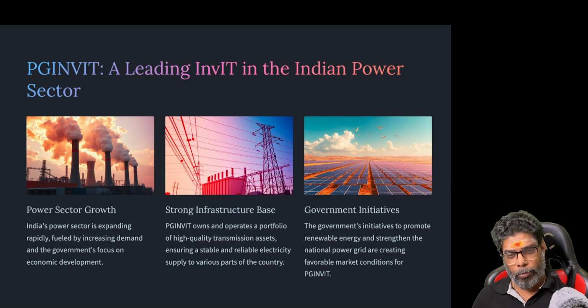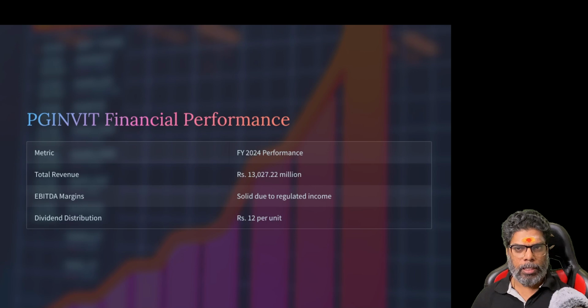And because of government initiatives, Power Grid is also focusing on sustainable energies like windmill turbines and other things, mainly renewable sources of energy. If you see the financial performance, their total revenue is almost 13,000 million rupees, and EBITDA is very strong. Their dividend distribution is 12 per unit for this financial year, which was already discussed. So till April 2025, we'll be getting 12 rupees for dividend.